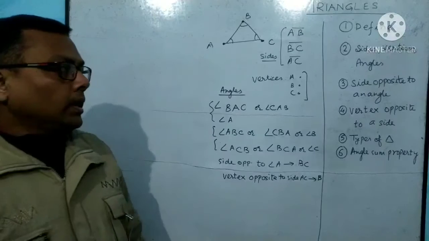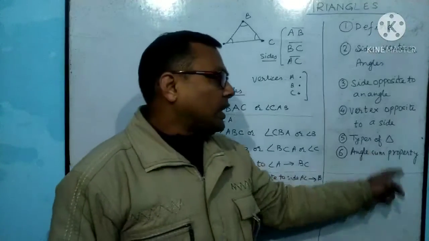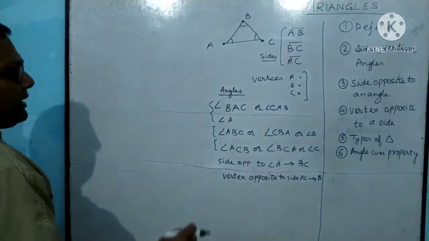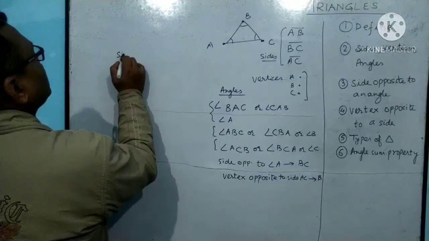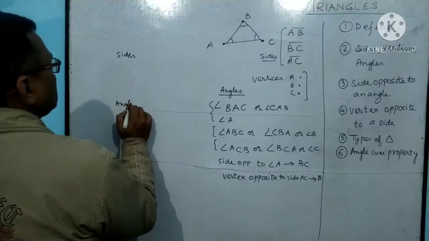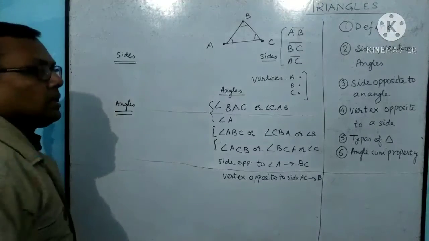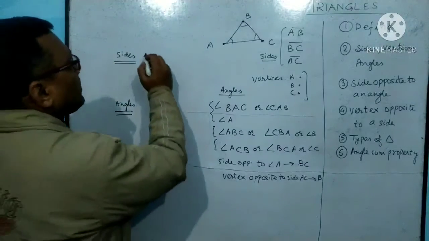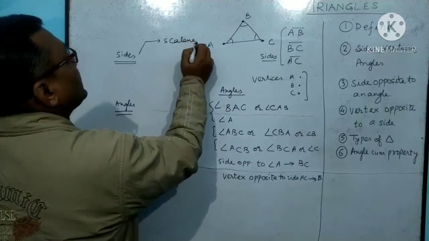Okay. Now we are going to study types of triangle. How many types of triangle are there? Triangles are basically divided on 2 fronts. First on the basis of sides, second on the basis of angles. There are 2 bases to define types of triangle. On the basis of sides, the first type is scalene triangle. A scalene triangle is a triangle in which no side is equal.